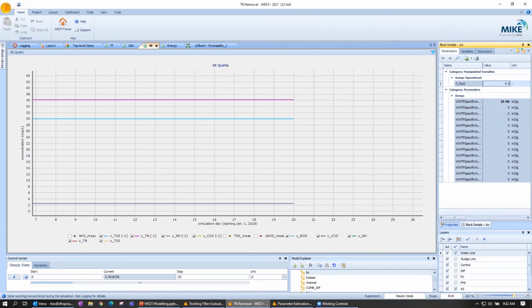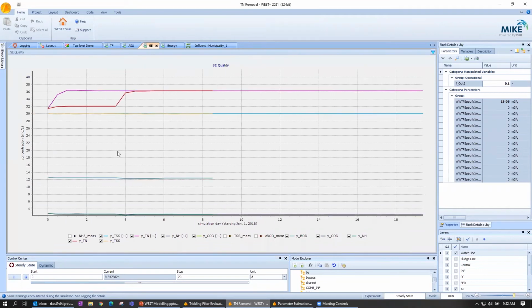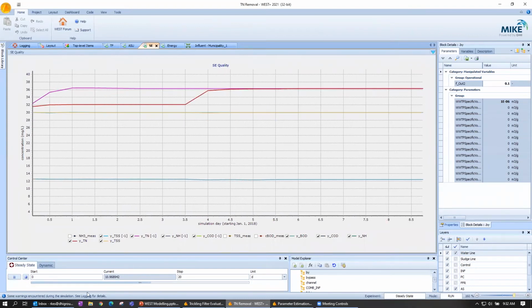I meant to show this in a different way. Let's see if this works. There it is. So I meant to pause the last model halfway through and then make that change. So I actually did the opposite. This first section is when we're running with 90% bypass, and then I reduce the bypass back down to 10%, and then the total nitrogen in secondary effluent jumps back up to 36.